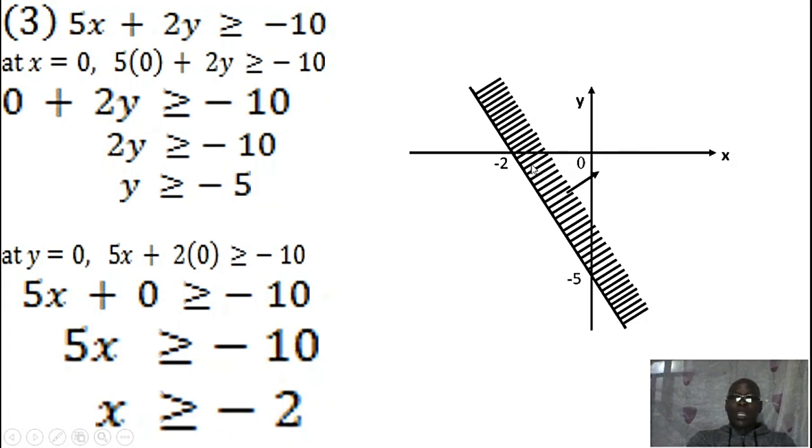Then the resulting line is going to be a continuous line, a thick line, not a dotted line, because of the sign of equality contained in this inequality. So, after everything, it shades towards this direction. This Cartesian graph means 5x plus 2y is greater than or equal to minus 10.